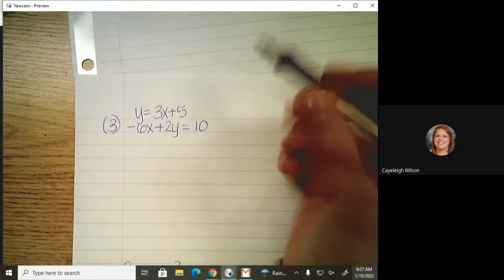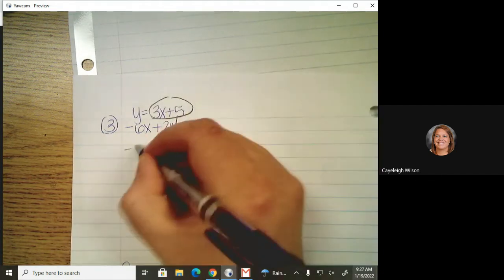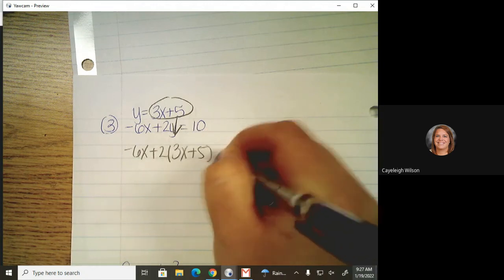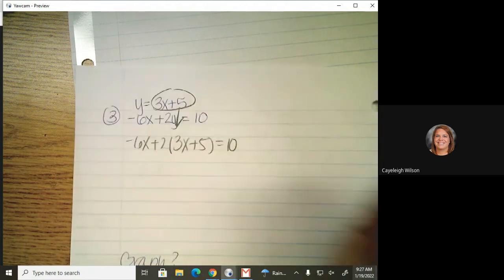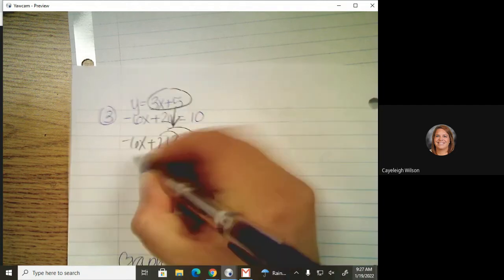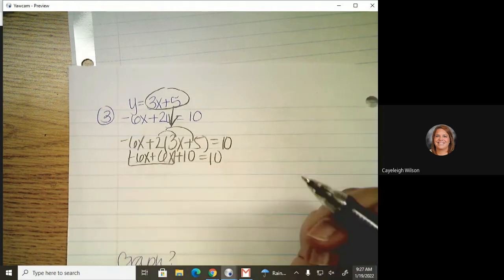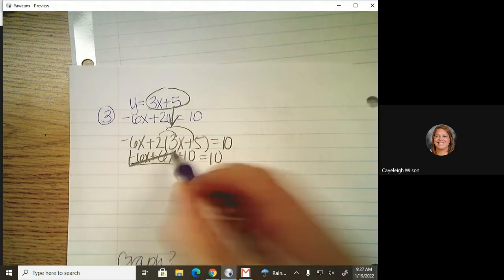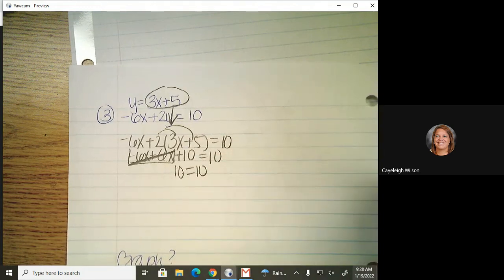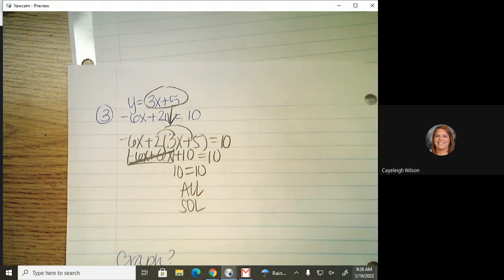All right, so I look at it. The first one's already y equals, which is good. So I'm going to plug it in. So negative 6 plus 2, and then in the parentheses, 3x plus 5 equals 10. Distribute. So that's 6x plus 10. Combine your like terms. Negative 6x plus 6x are canceled out. Oh, all my variables just canceled out. I just got 10 equals 10. What's that mean? All solution or infinite solution.